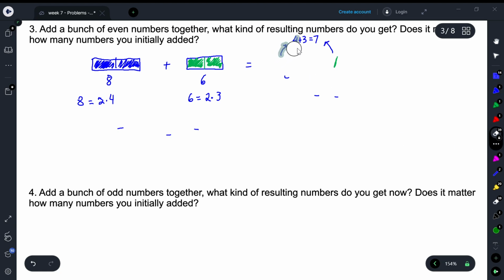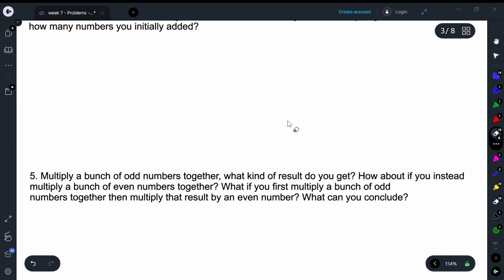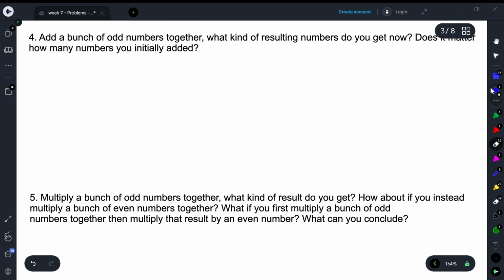So what happens if we add a bunch of odd numbers together? What will happen? Well, let's just give it a shot with different examples and see what happens. If I take two odd numbers, 1 plus 3, we get 4, which is an even number. Okay, so odd plus odd is equal to even. Can we summarize then? If we add a bunch of odd numbers, we always get an even number.